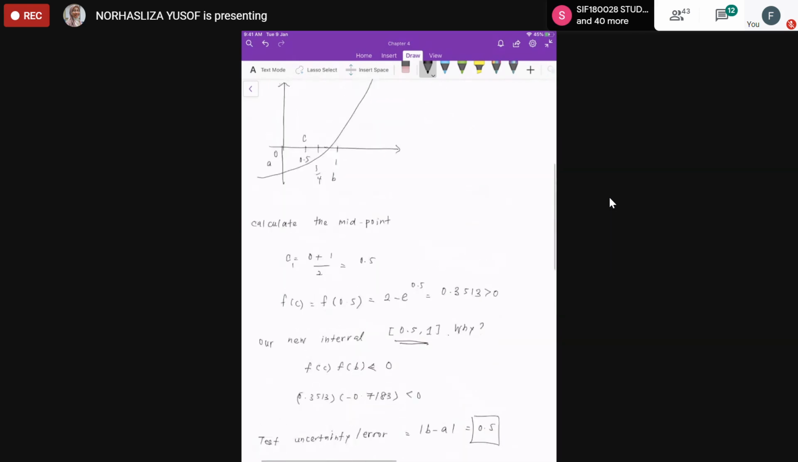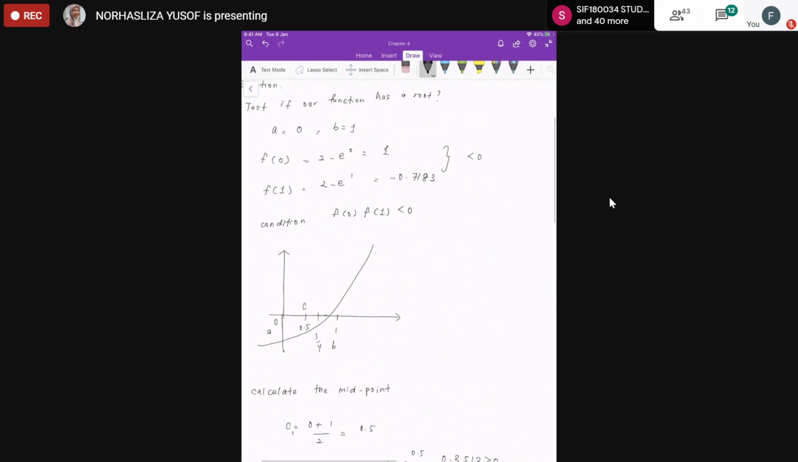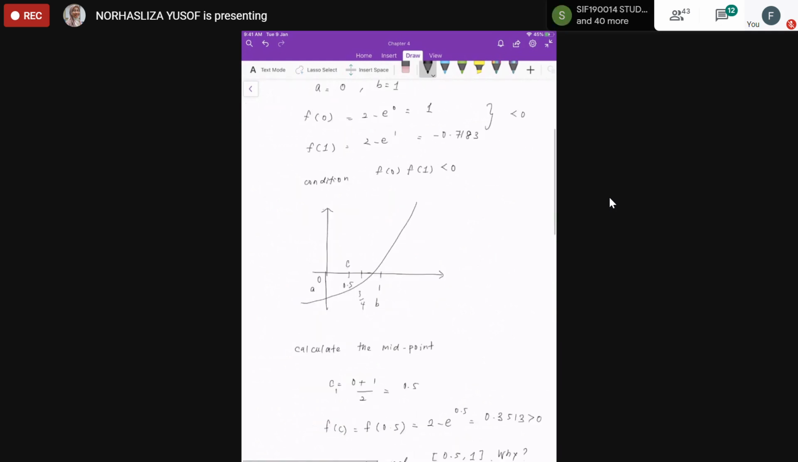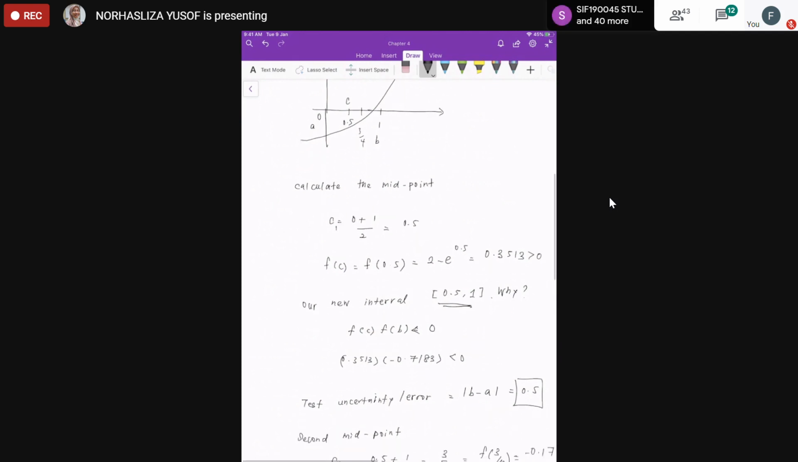So from there, you will know that for the bisection method, no matter what interval you are given, by considering these two conditions, you find the midpoint. And when you calculate the midpoint, your interval must always be negative. And you are going to test your error.